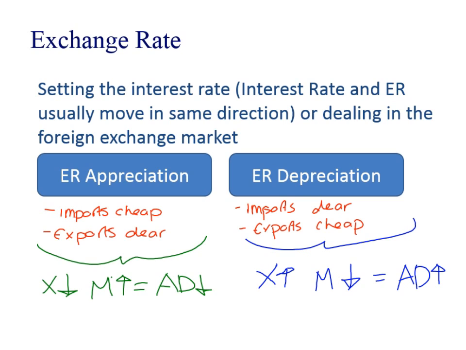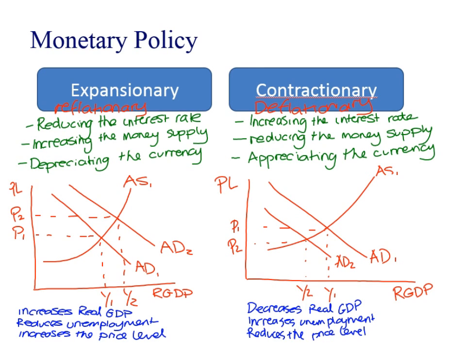So you have two different types of monetary policy. You can either increase AD or decrease AD. Expansionary or reflationary monetary policy is where you reduce the interest rate, increase the money supply or depreciate the currency, whereas deflationary or contractionary monetary policy would be increasing the interest rate, reducing the money supply, or appreciating the currency.